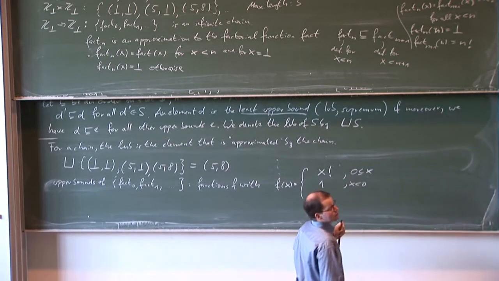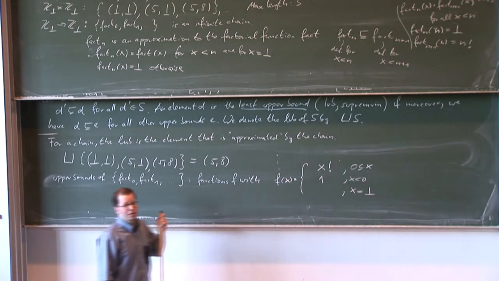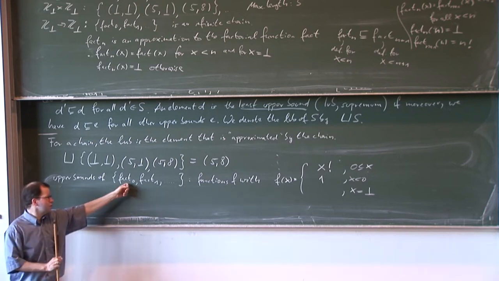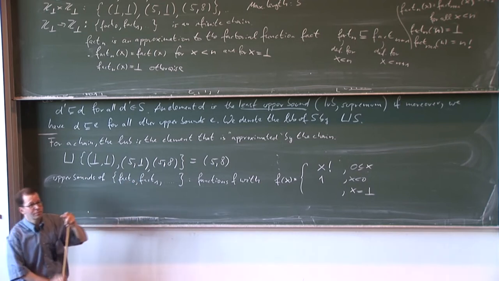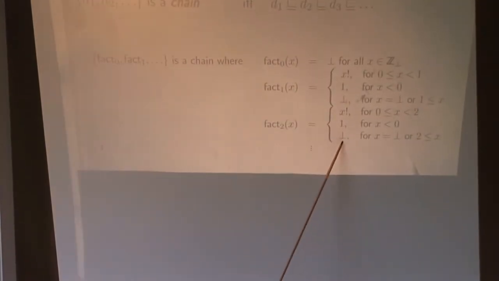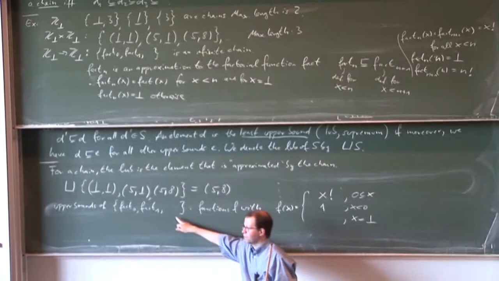And now the remaining question is what happens for bottom. Now, in order to be an upper bound, what should f return if it's applied to bottom? Now, what do these functions return when they are applied to bottom? This fact 0, fact 1, fact 2, and so on. Let's look. So, fact 0 always returns bottom. Fact 1 returns bottom if it's applied to bottom. Fact 2 returns bottom. Fact 3 returns bottom. They all return bottom. So, all these functions return bottom if they're applied to bottom.